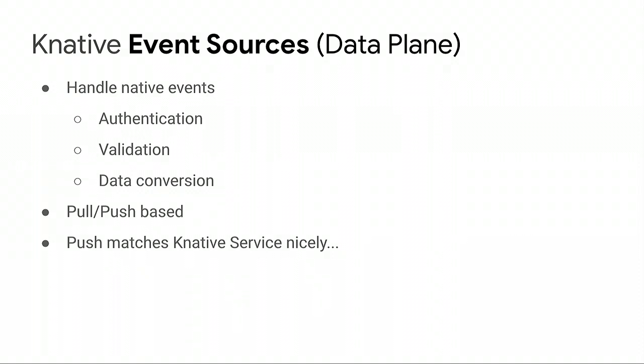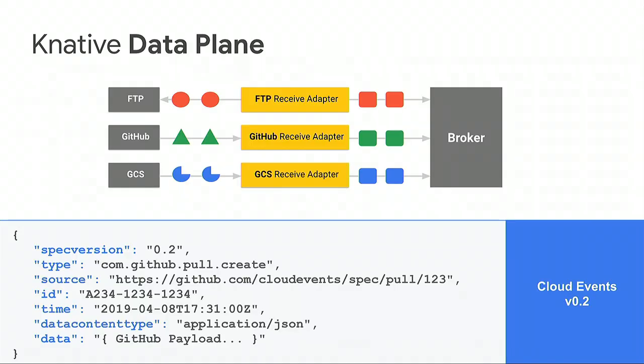Some examples are, for GCP PubSub, you can run in both modes. You can run in pull mode or push mode. So depending on how you want to set up your data plane, you have choices there. Push-based obviously lends itself very nicely to Knative serving, so many of these event sources that are push-based are implemented using just a Knative service. Yes, and so it roughly looks like this.